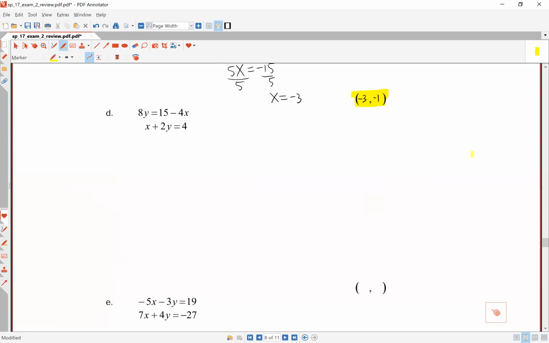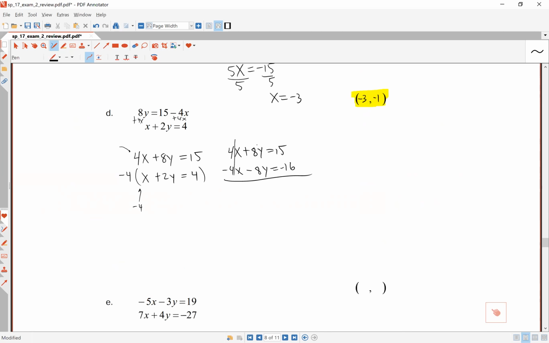Letter D. I'd like to use elimination on that, but in the first equation, I need to get all of my variables on the same side, so I add 4x to both sides, giving me 4x plus 8y equals 15. My second equation is x plus 2y is 4. Having a 4 on that x means I would love to have a negative 4 sitting on that x. So to achieve that, I multiply it by negative 4. First equation stays the same. Second equation is negative 4x minus 8y is negative 16.